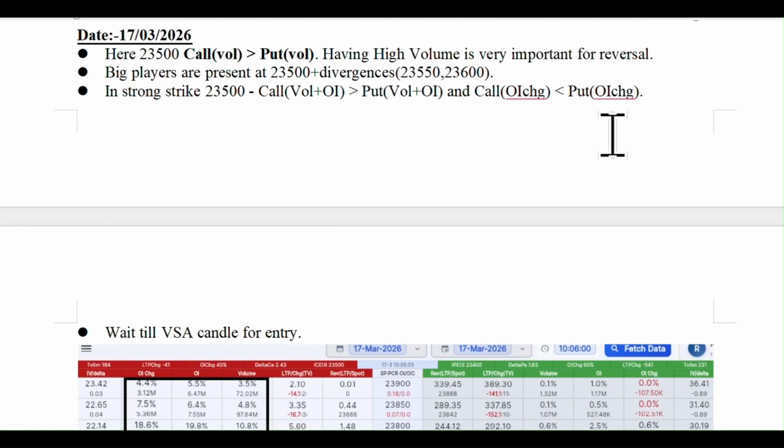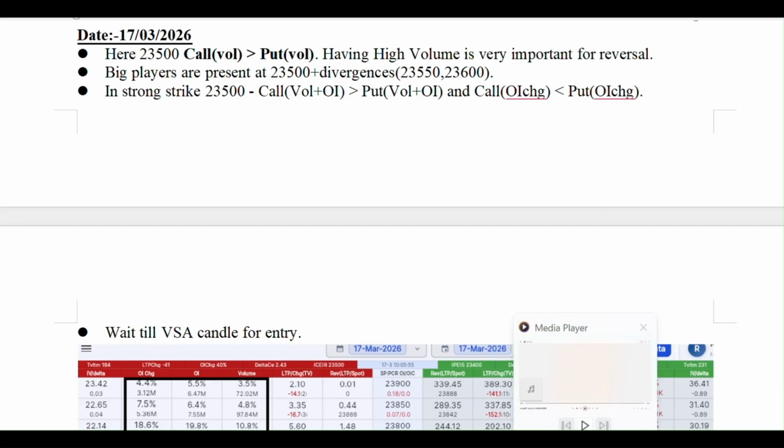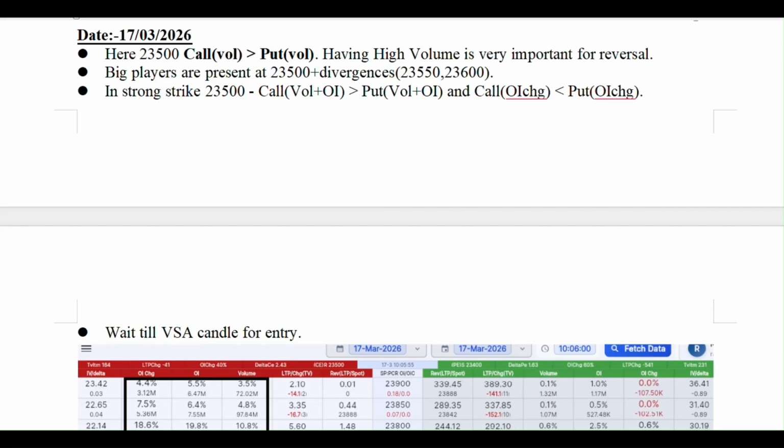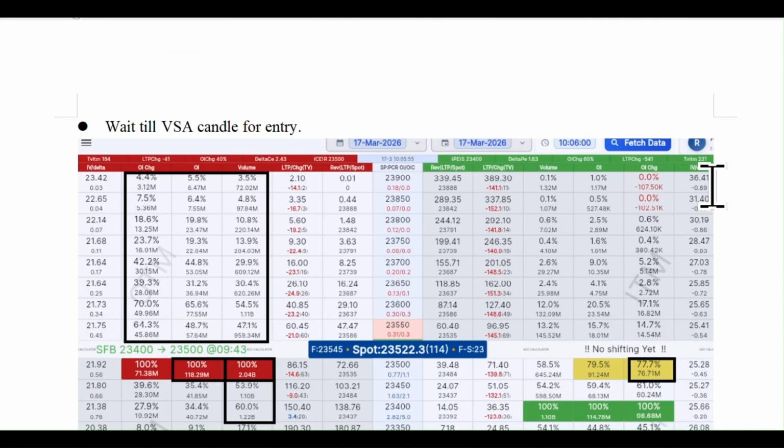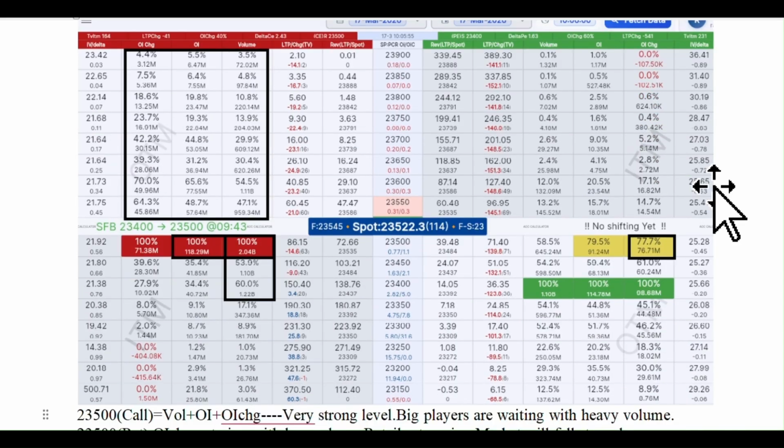Now let's analyze the top reversal entry setup using the option chain data of 17th March 2026. The first thing we observe is the 23,500 strike. Here, the call volume is greater than the put volume. This is one of the most important conditions for identifying a potential market reversal. A high call volume tells us that aggressive call writers are active at this strike, making it a strong resistance level.